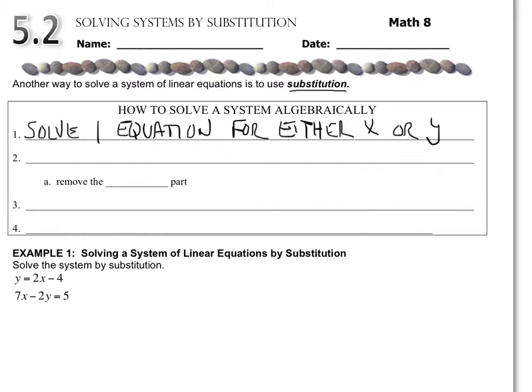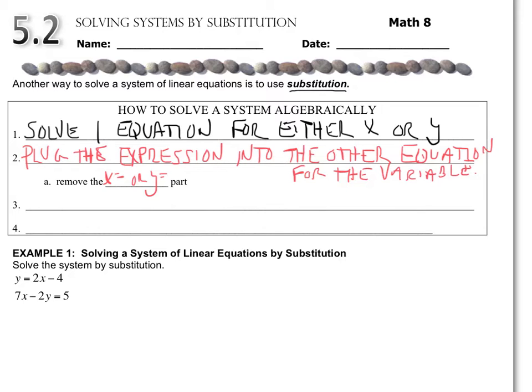Step two, we're going to plug that expression into the other equation for that variable. We push everything onto one side and take that expression and plug it in for either the x or the y of the other one. This basically means we remove the x equals or the y equals, whichever one we solved for, and take the expression on the opposite side and plug it in place of the x or the y from the first equation. So now we will have an equation that has all the same variable. At this point, for step 3, we solve for that remaining variable.